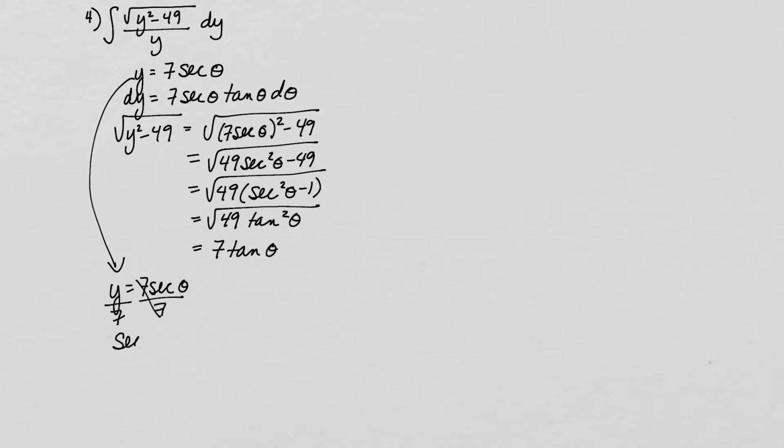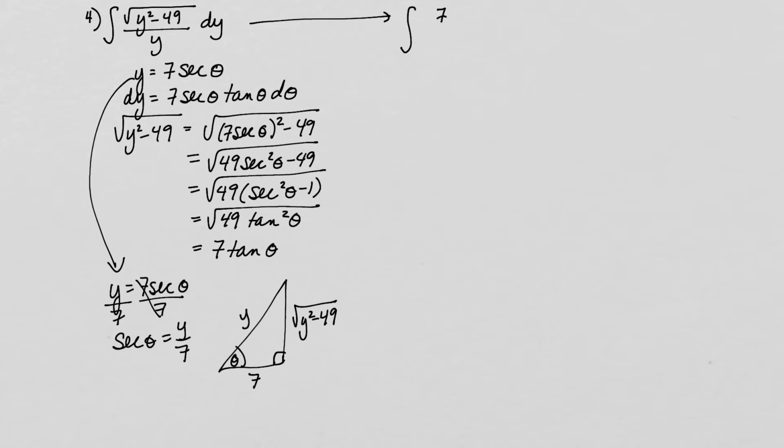So the secant of theta is equal to y over 7, and I can draw a triangle from that. So here's theta. Secant is hypotenuse y over the adjacent 7, and then if you use the Pythagorean theorem, you would find that this side here is the square root of y squared minus 49.